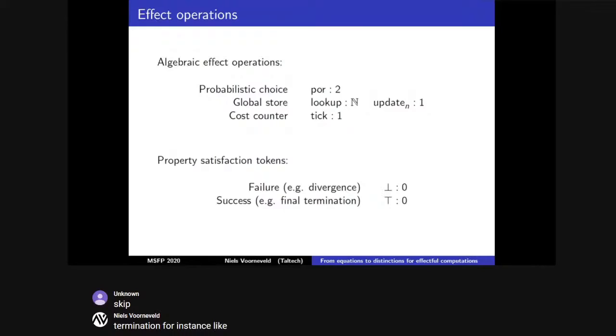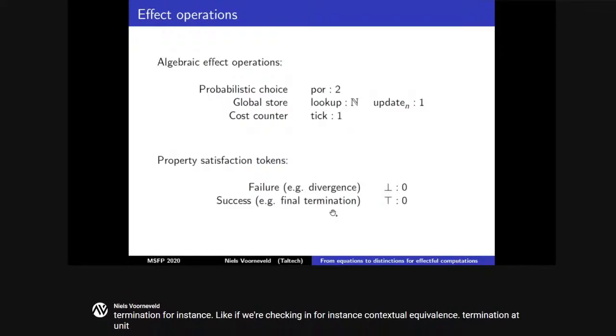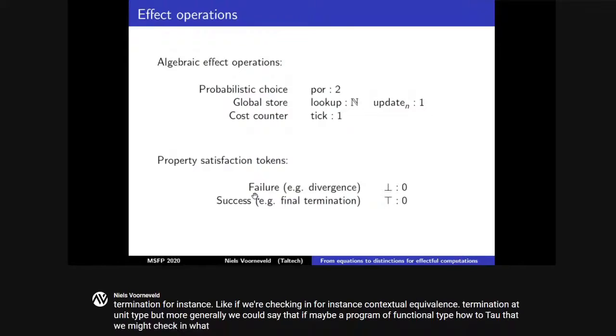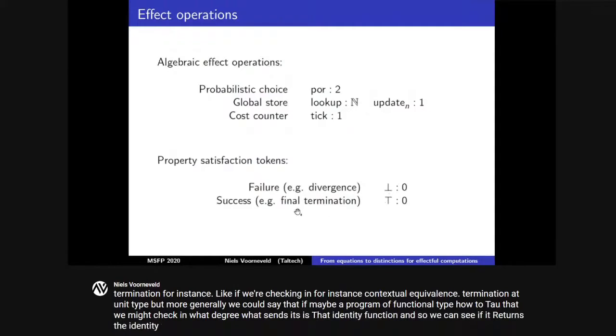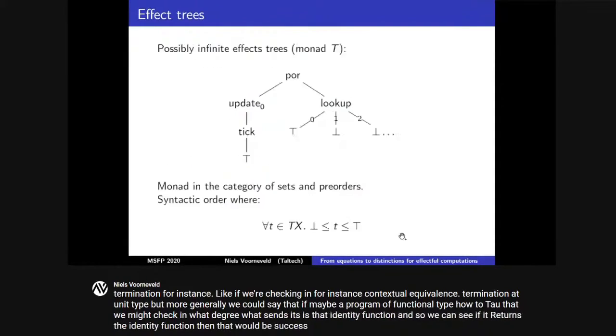Like if we're checking, for instance, contextual equivalence, termination at a unit type. But more generally, we could say that if we have a program of functional type, tau to tau, then we might check to what degree, in what sense, it is the identity function. If it returns the identity function, that would be a success state, and otherwise a failure state.